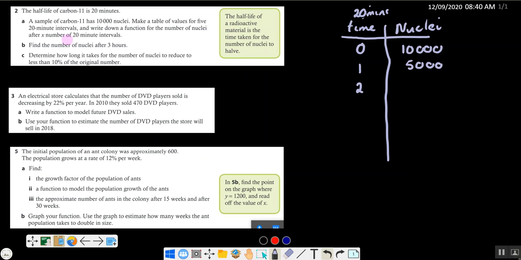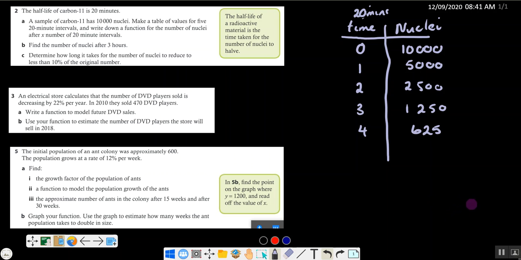Make a table of values for 5 20-minute intervals. Write down a function for the number of nuclei after X number of 20-minute intervals. So this is why I'm doing it as the number of intervals rather than the amount of time itself. So 2 lots of 20 minutes will be 2,500. 3 will be 1,250. 4 will be 625.